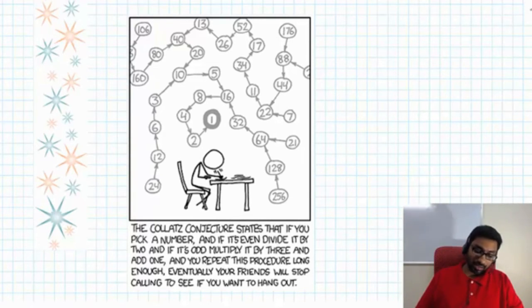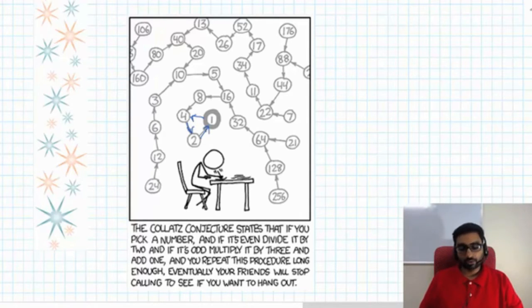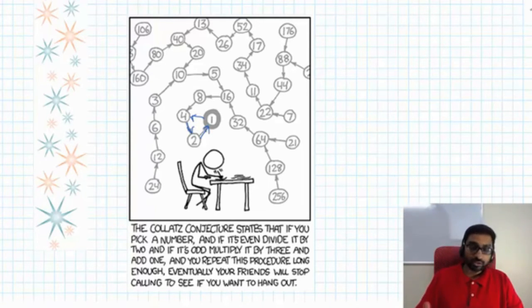So why is the ending state 1? Because, well, once you reach 1, it's an odd number, times 3 plus 1, you are going to go to 4. 4 is even, so you'll come back to 2, and then back to 1, and so on and so forth. So you've essentially started cycling in this process. But the conjecture states that anywhere you start, you're eventually going to come to this cycle of 3 numbers.